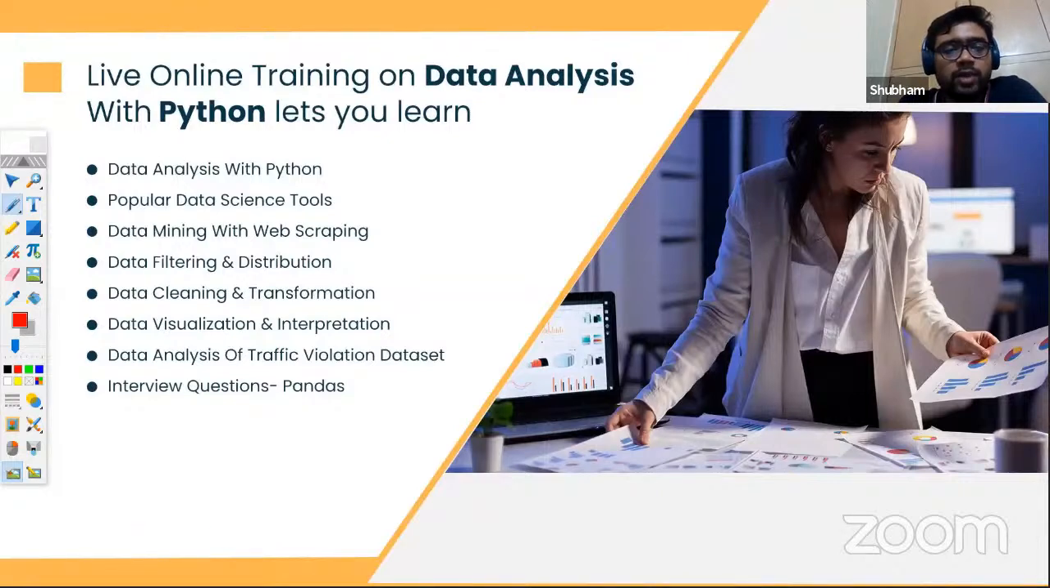These are the things that we'll be covering in this course of data analysis with Python. The very first thing is data analysis with Python and the popular data science tools that we use, then data mining, that is, how we gather data. After gathering the data, filtering and distribution, data cleaning and transformation, that is, how we prepare data to put into training. Then data visualization and interpretation, the different libraries to visualize our data set, and data analysis of a traffic violation data set. We'll also be preparing for interview questions for pandas.